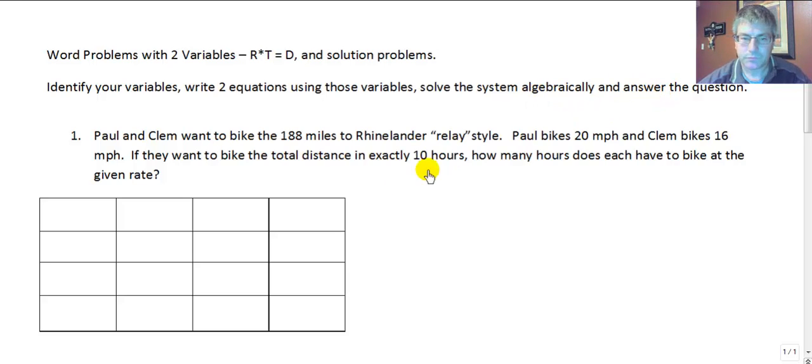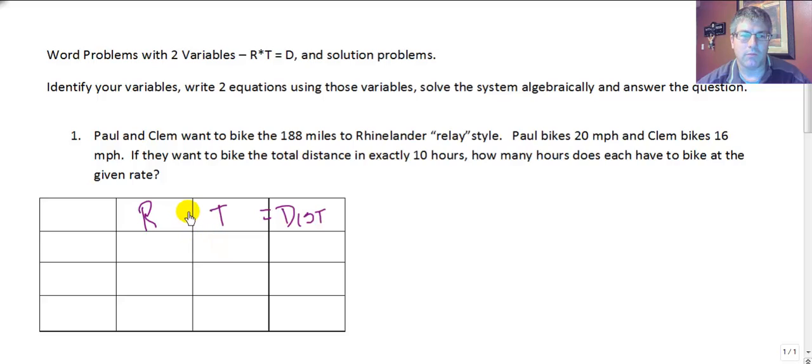So in our first scenario, Paul and Clem want to bike the 188 miles from Milwaukee to Rhinelander relay style. Paul bikes 20 miles per hour and Clem bikes 16 miles per hour. If they want to bike the total distance in exactly 10 hours, how many hours does each have to bike at a given rate? So we know that this is rate times time equals distance.